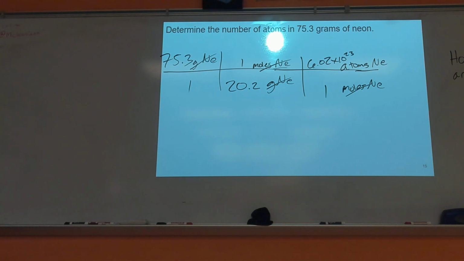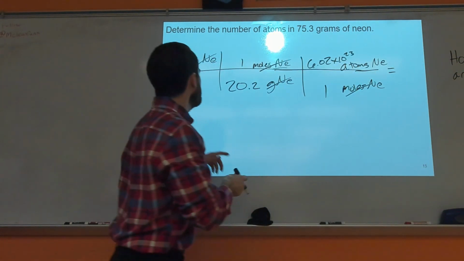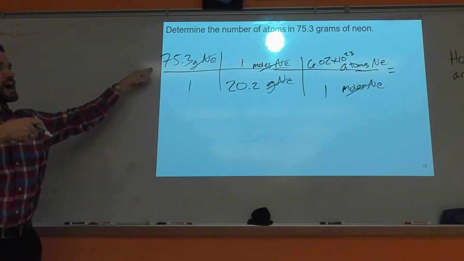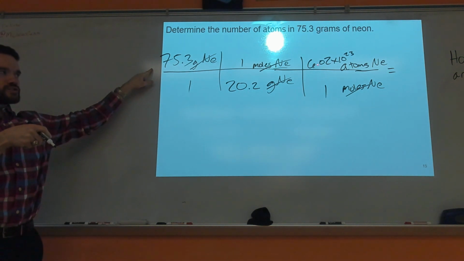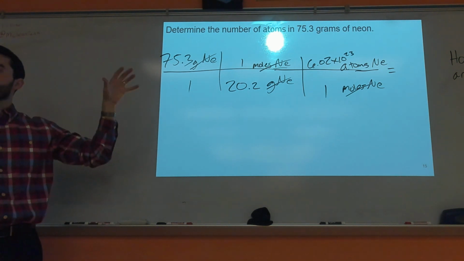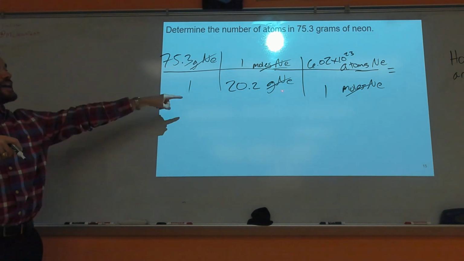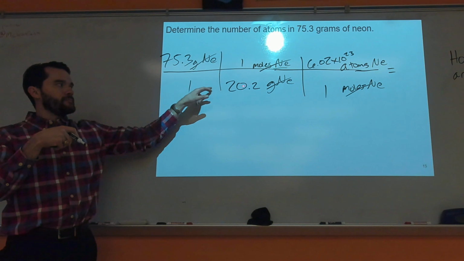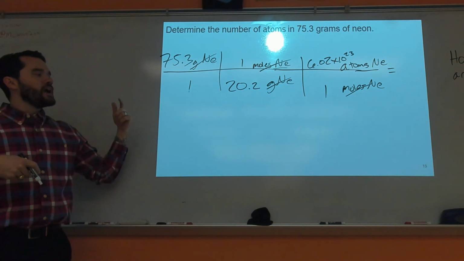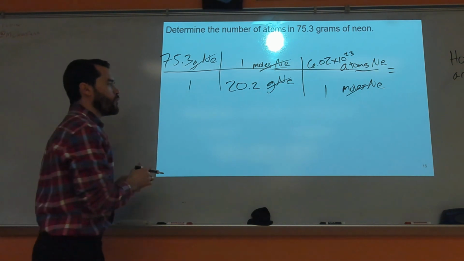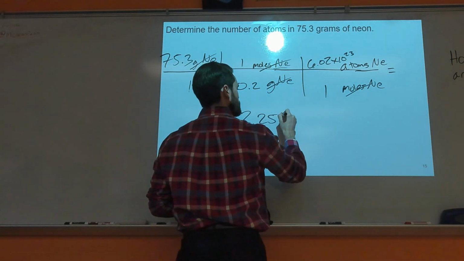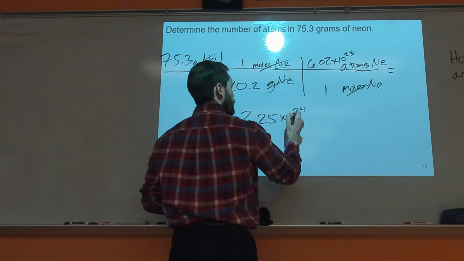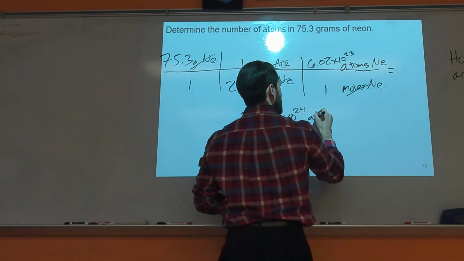Now, doing the math, multiply the numbers on top, and then divide the numbers on the bottom. So we're going to do 75.3 times 1 times 6.02 times 10 to the 23rd. This is where you have to know how to type it in your calculator. Then divide the numbers on the bottom by 20.2. Remember, you can skip dividing by 1. When we do that, we get 2.25 times 10 to the 24th atoms of neon.